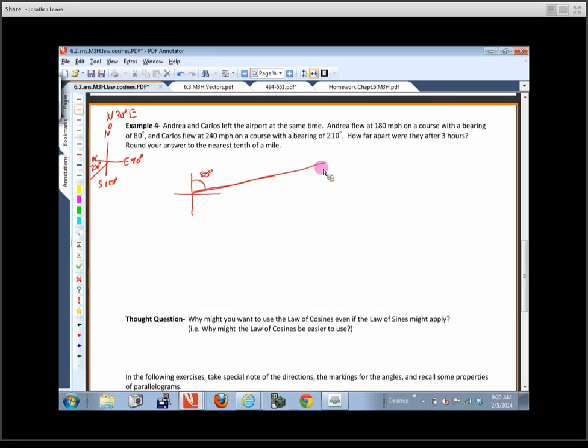How far apart are they after 3 hours? So she heads off here, 180 miles per hour. Okay, Carlos flies at 240 miles per hour, and the bearing of his course is 210.